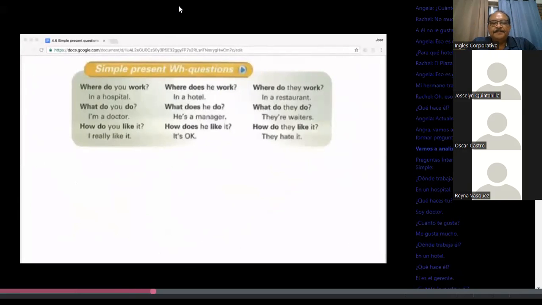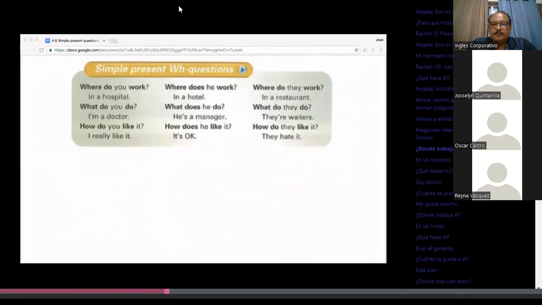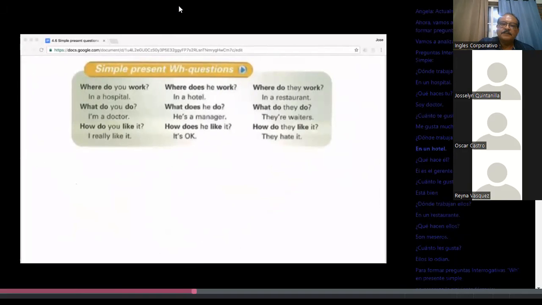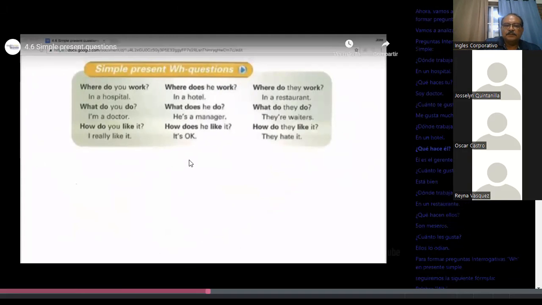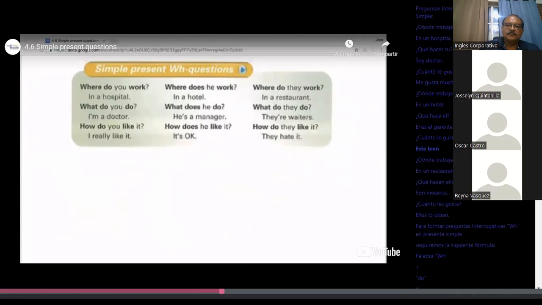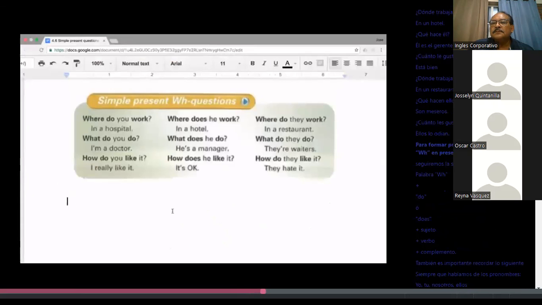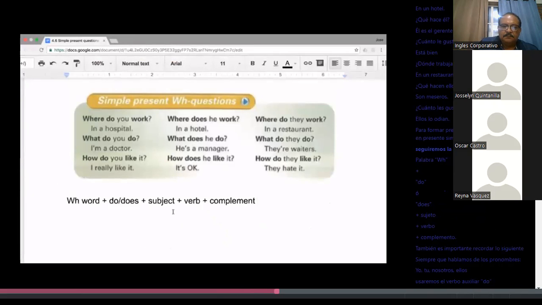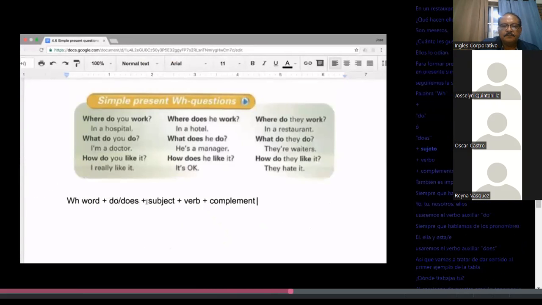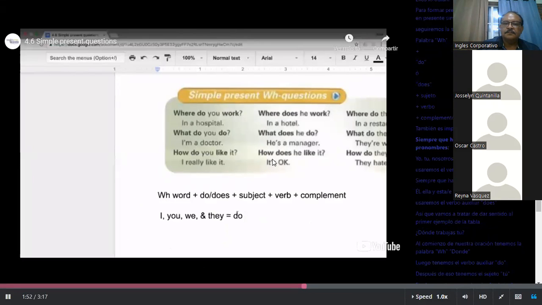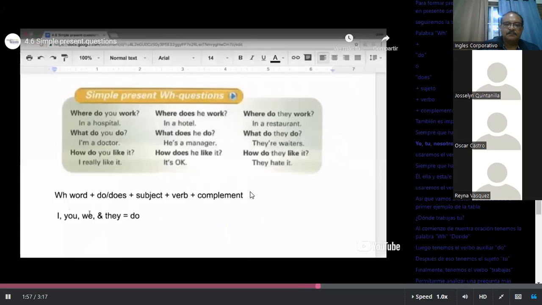Now, let's try to understand how to form simple present questions. Let's analyze the examples on the chart. Simple present WH questions. Where do you work? In a hospital. What do you do? I'm a doctor. How do you like it? I really like it. Where does he work? In a hotel. What does he do? He's a manager. How does he like it? It's okay. Where do they work? In a restaurant. What do they do? They're waiters. How do they like it? They hate it. In order to form simple present WH questions, we will follow this next formula. WH word plus do or does plus subject plus the verb plus complement. It's also important to remember the following. Whenever we talk about the pronouns I, you, we, and they, we will.